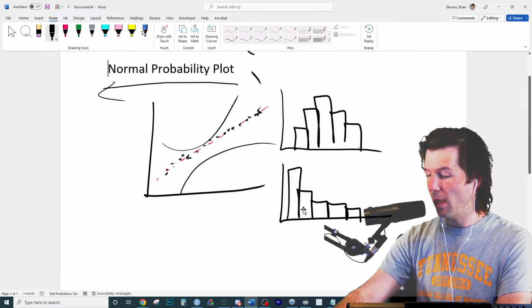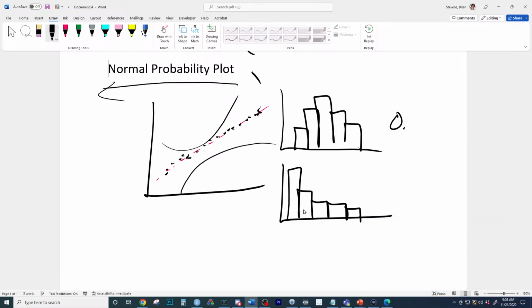If the p-value is high, then we do not reject the null, and we have good reason to believe it is normal, or we don't have reason to believe it's not normal. If the p-value is low, lower than 0.05, we reject the null and have evidence it's not normal.